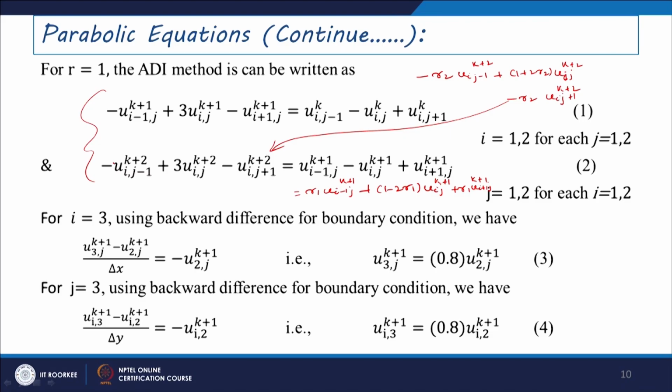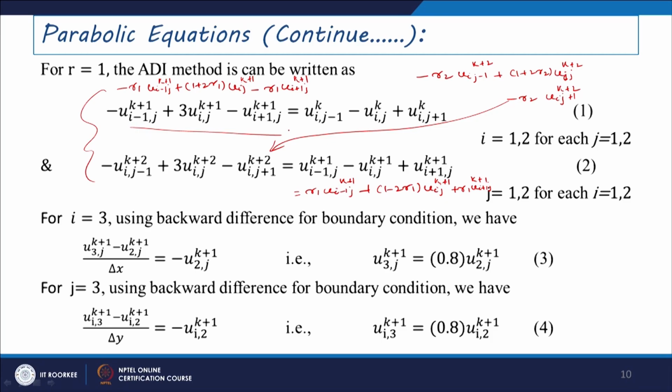For the first time step, we are calculating the values as minus r1 u(i minus 1, j, k plus 1) plus 2 r1 u(i, j, k plus 1) minus r1 u(i plus 1, j, k plus 1). Here r1 equals 1, so that is why we take these values in this form.